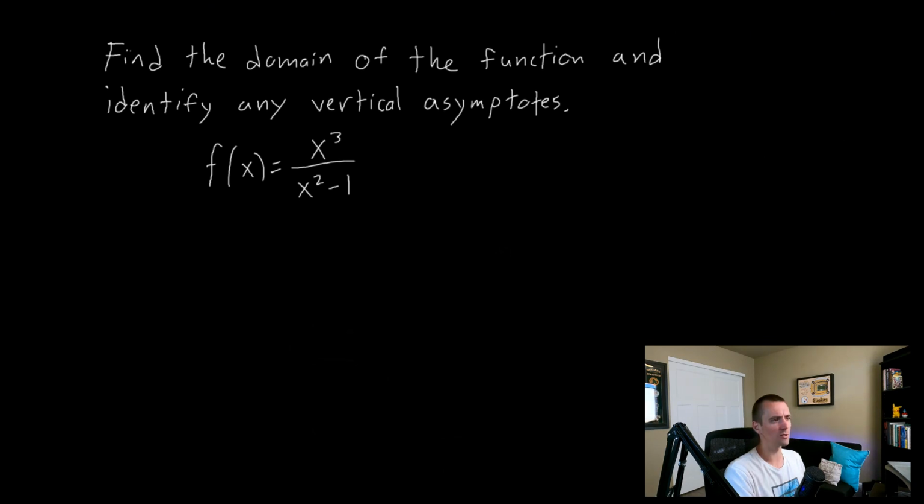So let's go ahead and go into this example. Let's find the domain of this function and identify any vertical asymptotes. So here's the function we have, f of x equals x cubed over x squared minus 1.